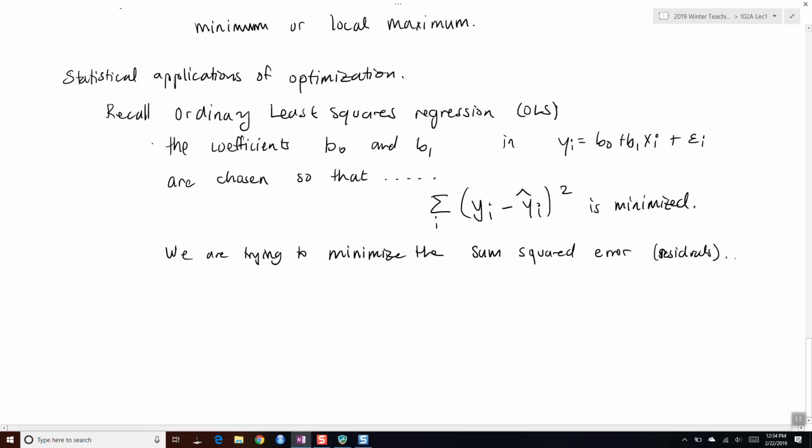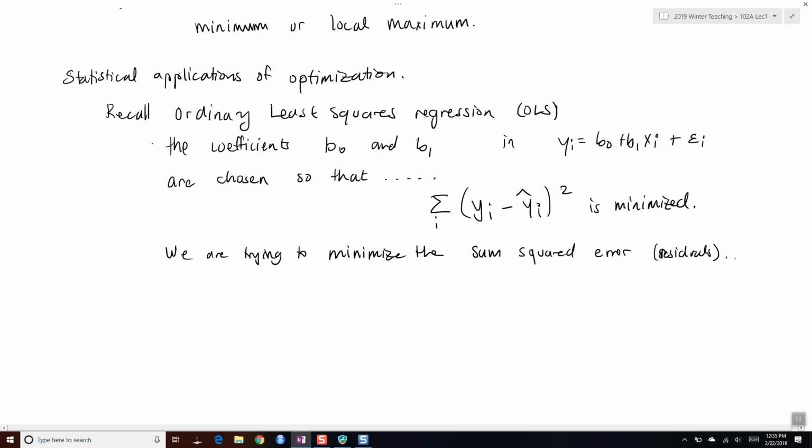Okay, so that's one thing, right? You've got this function. What do you call this function anyway? This sum of squares error. Well, all right. Does the term loss function sound familiar? Okay, well, in 102B we'll talk about loss functions.